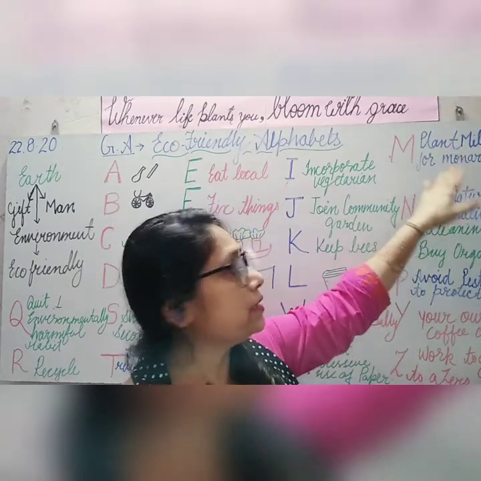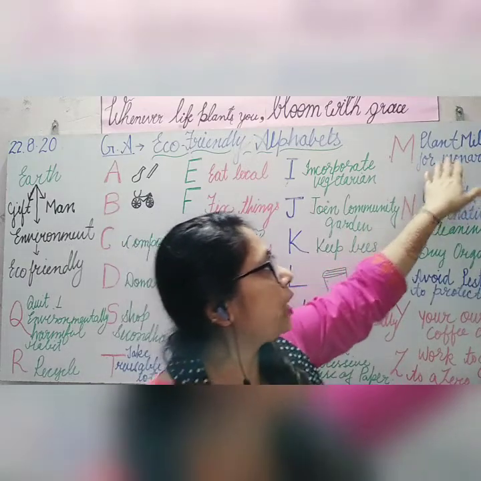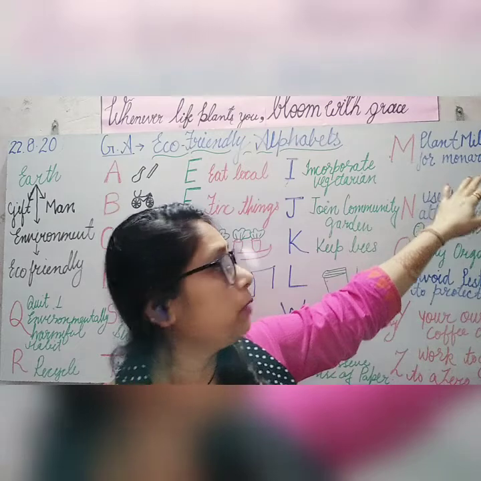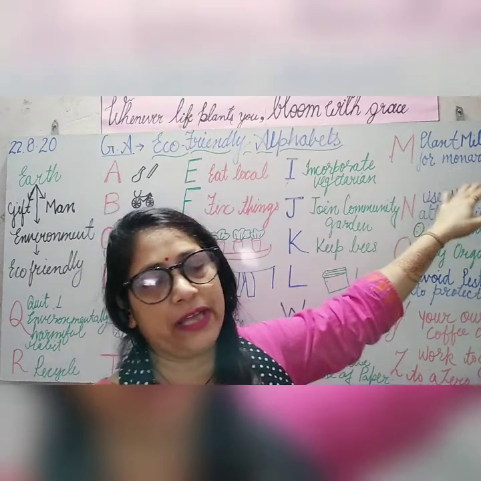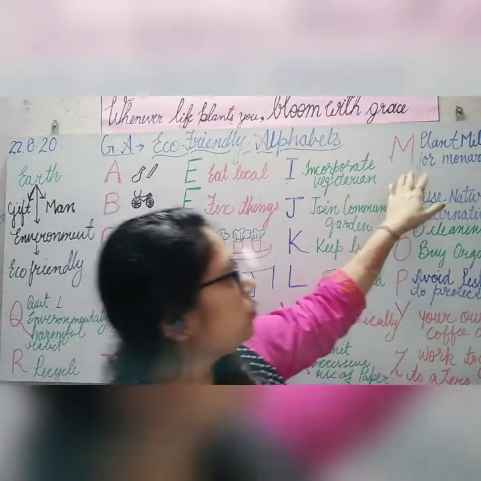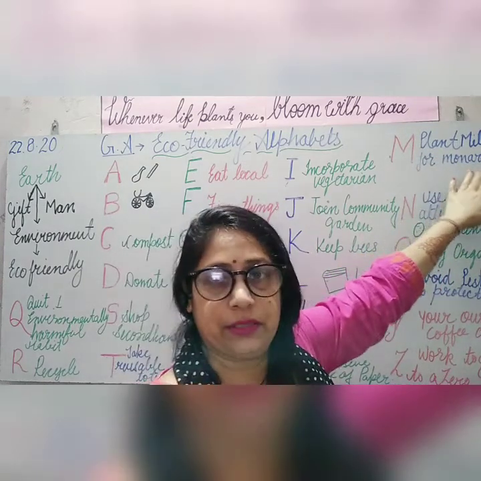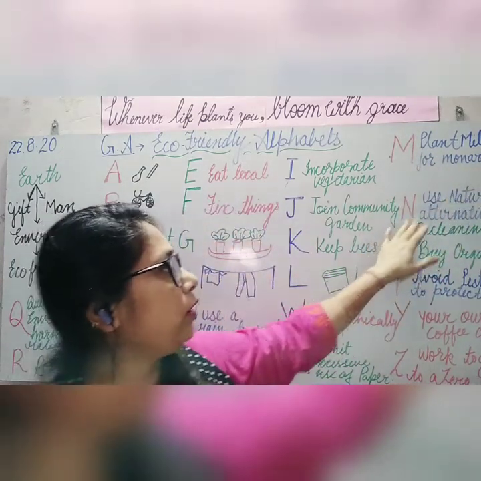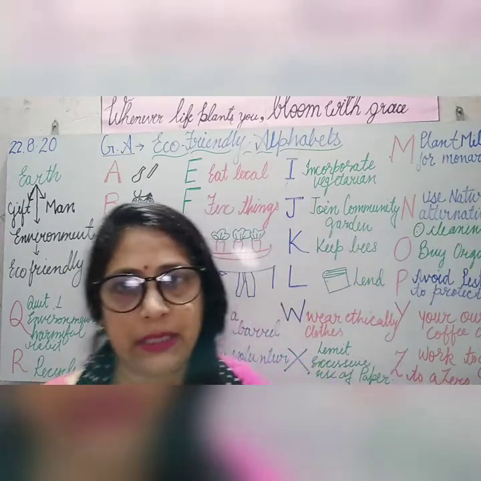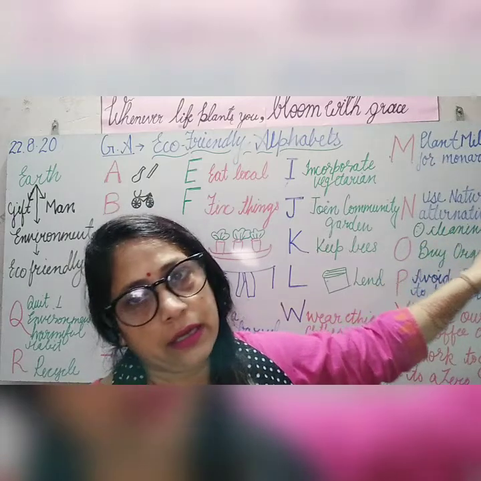Milkweed is a plant, an American plant which attracts the monarchs, meaning king and queen butterflies. Okay, because bees and butterflies are good pollinators. So we should try to plant milkweed for monarchs. Clear? And N for use natural alternatives instead of chemicals. Clear? Lemon is a good cleaning agent.